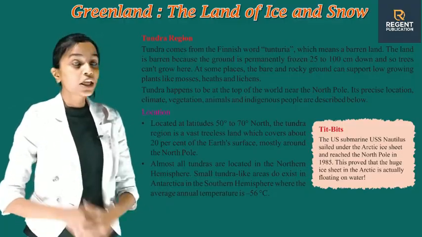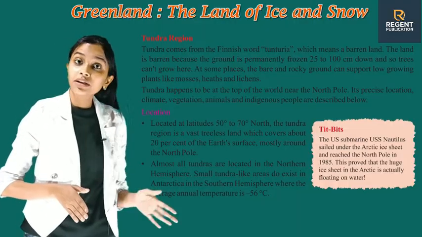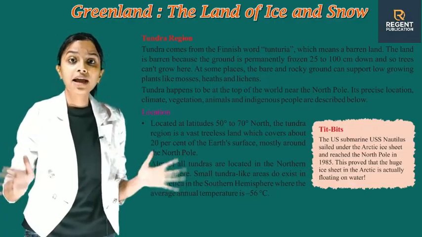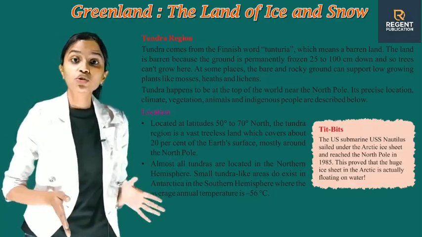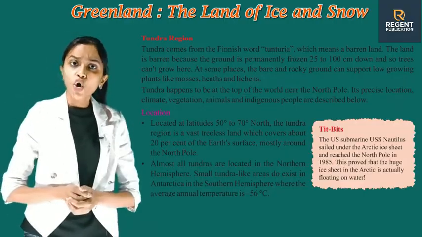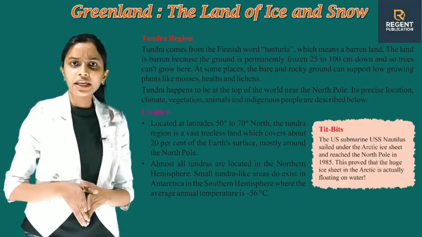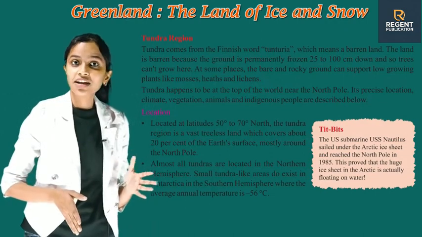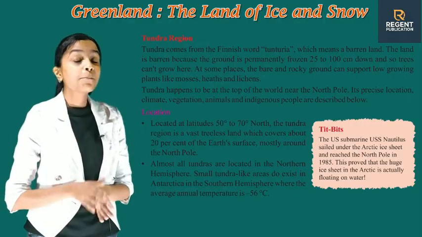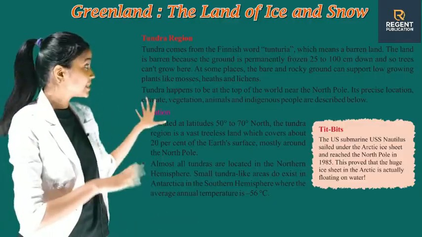So, let's see the location. Located at latitudes 50 degrees to 70 degrees north, the tundra region is a vast treeless land which covers about 20% of the Earth's surface, mostly around the North Pole. Almost all tundras are located in the northern hemisphere. Small tundra-like areas do exist in Antarctica in the southern hemisphere, where the average annual temperature is minus 56 degrees Celsius. Now children, it's time for tit-bits.